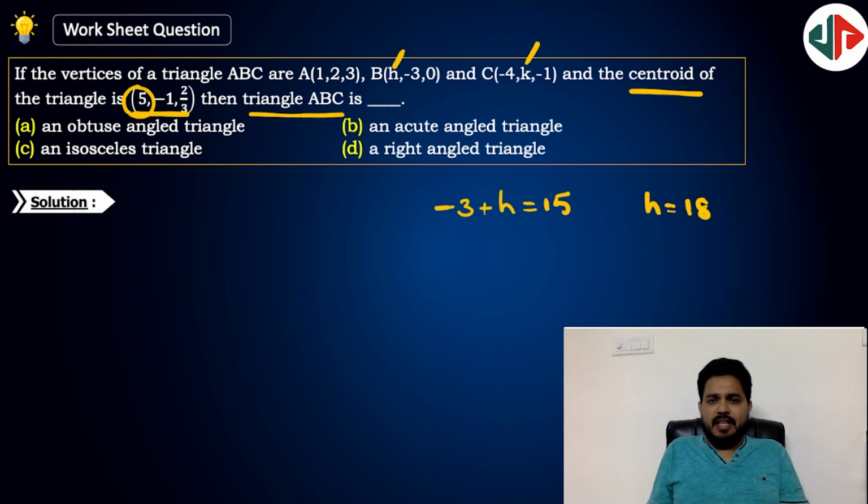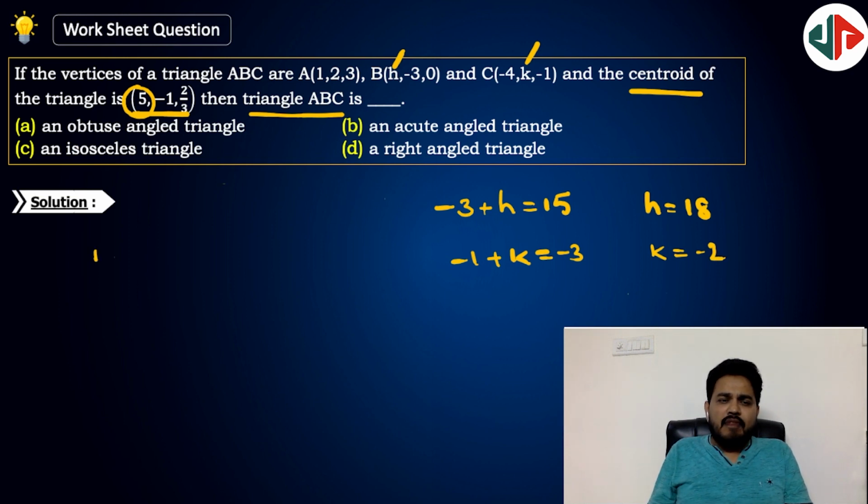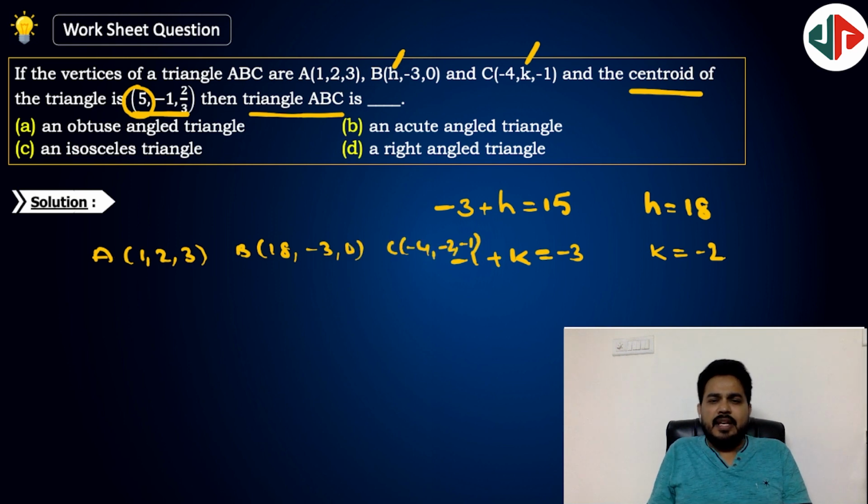2 minus 3 minus 1. Minus 1 plus k is equal to minus 3, k is equal to minus 2. So now you have A as 1, 2, 3, B as 18 comma minus 3 comma 0, and C as minus 4 comma minus 2 comma minus 1. Whether it is obtuse angle, isosceles, acute angle, right angle.